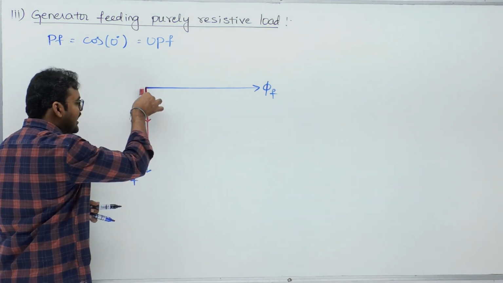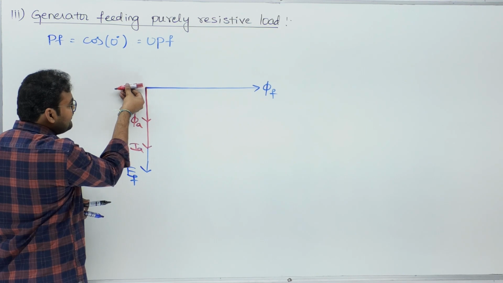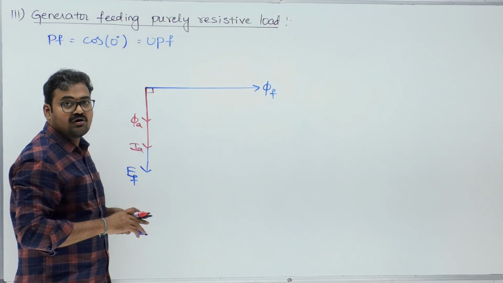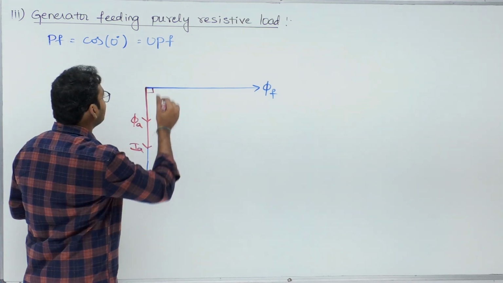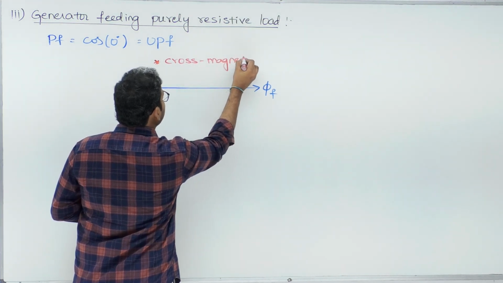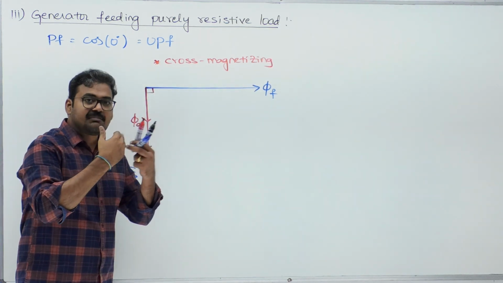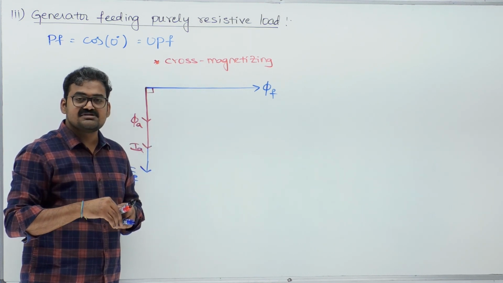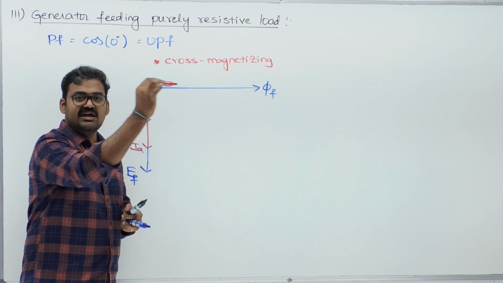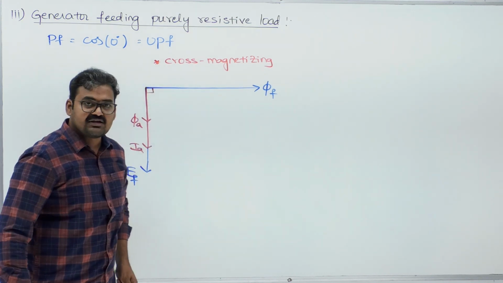So tell me now, this armature flux is in phase with main field, or exactly opposite with main field, or perpendicular with main field? Exactly perpendicular with main field. This is what we will call cross magnetizing effect. So the nature of armature reaction is purely cross magnetizing in nature. Cross magnetizing means neither completely magnetizing nor completely demagnetizing, it is exactly perpendicular. Main field direction and armature direction are crossing each other. We will call it cross magnetizing effect.